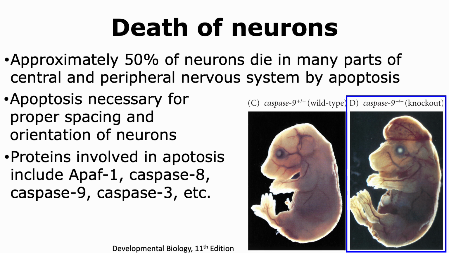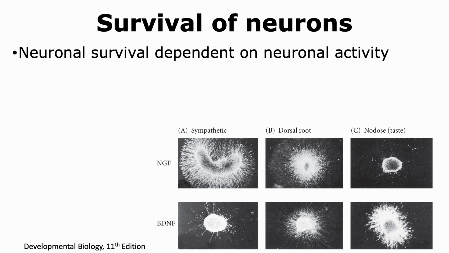And that is because the neurons that were supposed to die have not died, and hence you have excess neurons present, which is not a good thing because you don't have good electric impulses being transmitted properly. These animals will basically die and they won't even be born. Thus, it is important for most of the neurons that do not function properly to die by programmed cell death. Now, neuronal survival is dependent on neuronal activity.